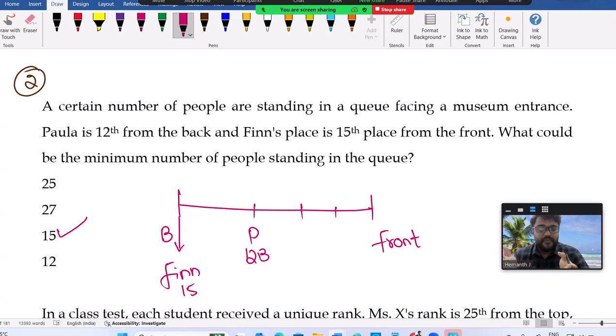Among 15 people, Finn is the last person. From the front side, 15th person. From the back, first person. Paula is 12, then 13, 14, 15. From the back, 15 is the first place. 15 people is sufficient. Among those two values, whichever is highest is the answer, simple. Whenever they ask how many minimum people can stand, when they give two things, the maximum among those two values is the answer.